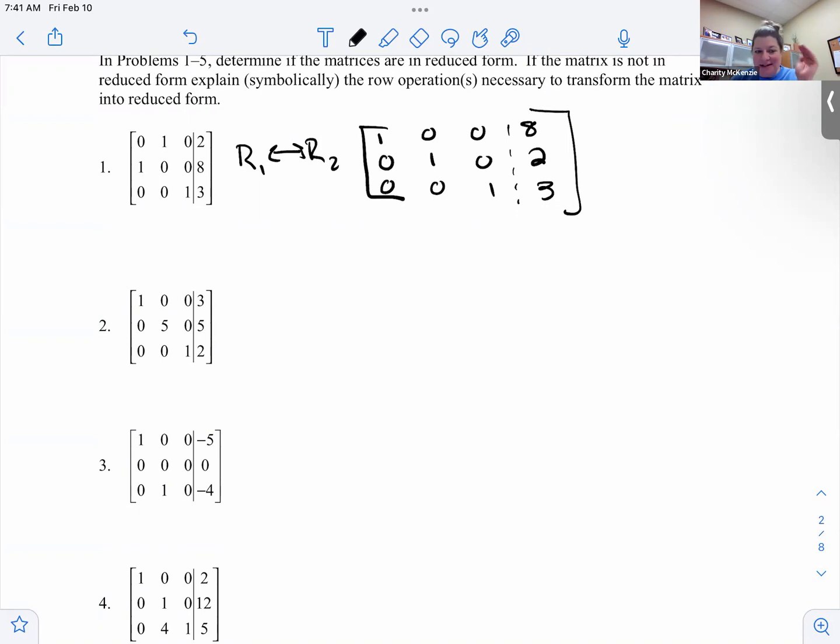The 5 in the middle isn't a 1. How can I make that 5 a 1? Well, I can take that row, row 2, and divide it by 5. When I divide it by 5, that 5 will become a 1. So we're going to do that.